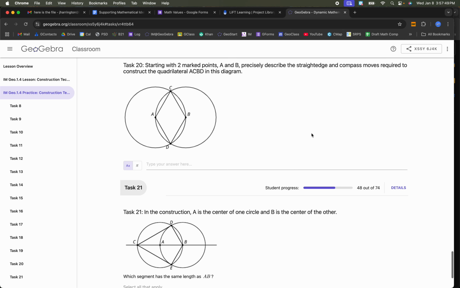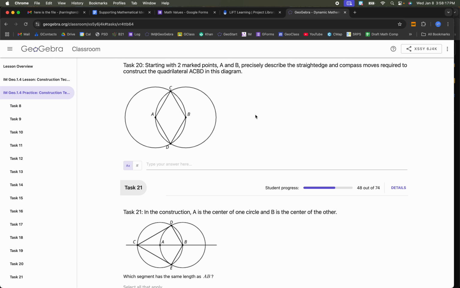Task 20. Starting with two marked points, A and B, precisely describe the straight edge and compass moves required to construct the quadrilateral ACBD in this diagram. Basically, this is another one of those things where it's like, imagine you only have point A and point B on a blank page. What were the steps that they made? What are the steps that they did in order to make that diagram?